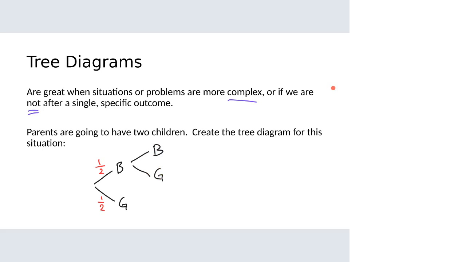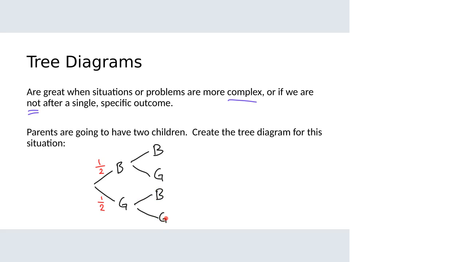So it's important for me to have you realize that this child right here is the second child after the first child was a boy. We also have to account for a second child if the first child was a girl. And we're going to put that down here. If the first child's a girl, the second child can either be a boy or a girl.